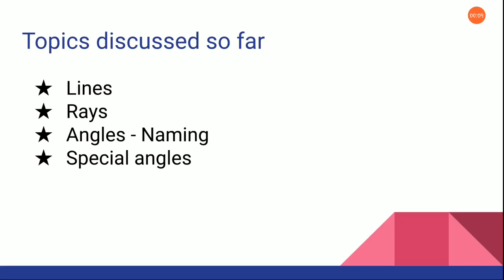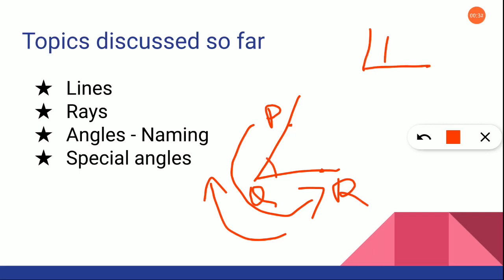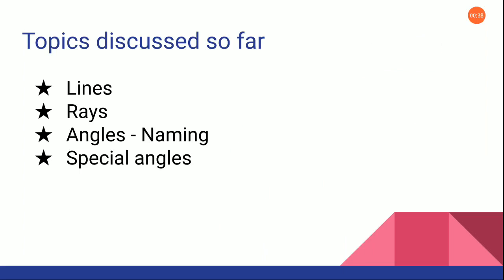In angles, we learnt how to name an angle. This is how an angle will be and you have to give names to it. So, either you should go in this direction or you should go in the other direction and name it, okay? Suppose this is P, Q and R. And how will you represent it? Angle PQR.